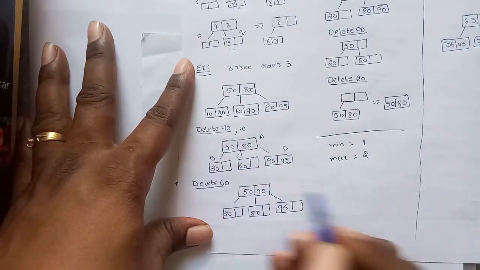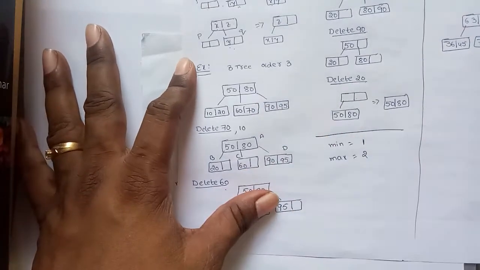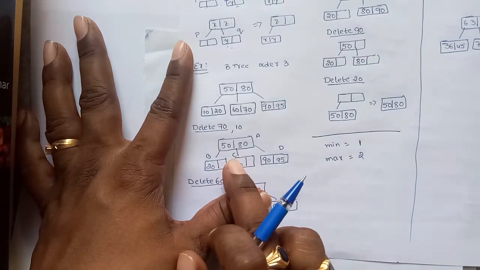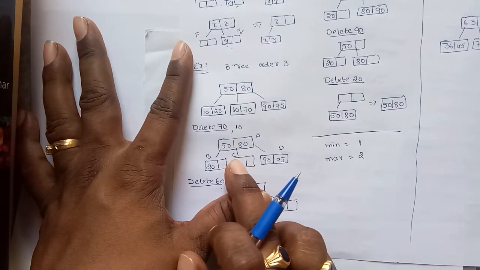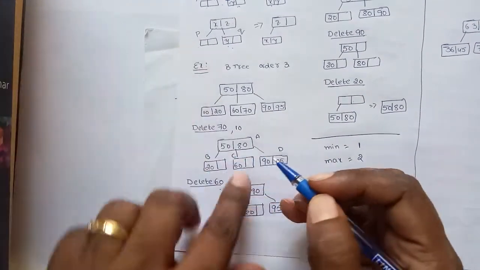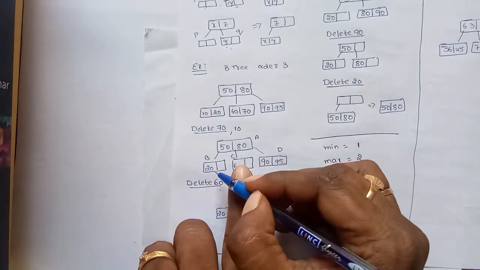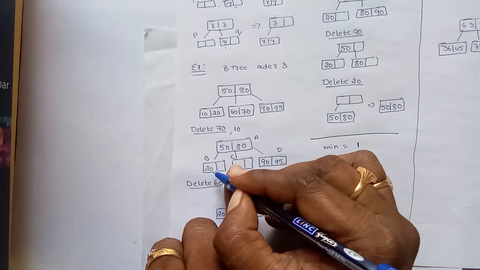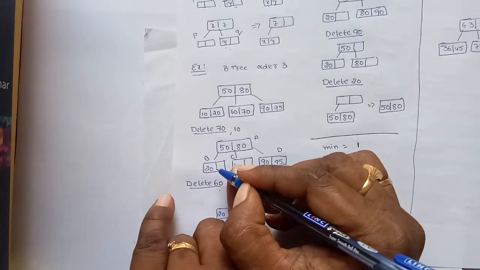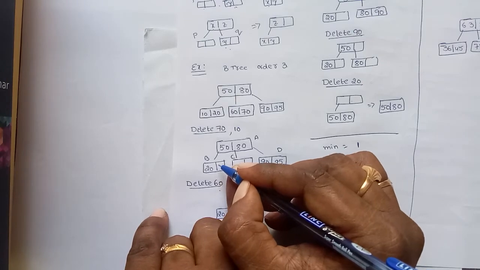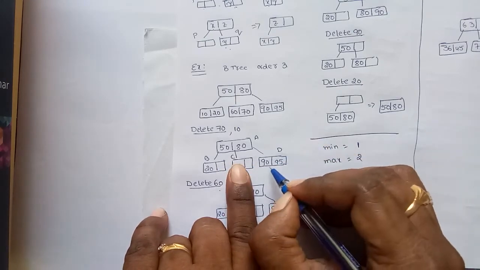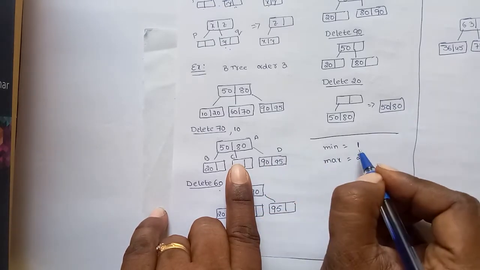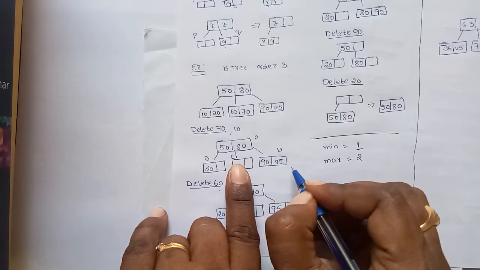Now delete 60. See this one. After deleting 60, what happens? After deleting 60, node C does not contain any element. Now immediately we are checking the left sibling. First we are checking the left sibling. The left sibling also contains one node, so there is no borrow from B. Check the right sibling. Right sibling contains more than the minimum elements. The minimum required is 1. The right sibling contains 2 elements.